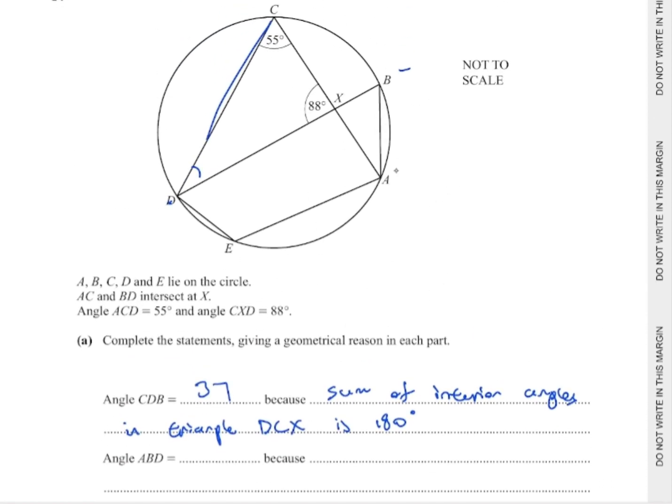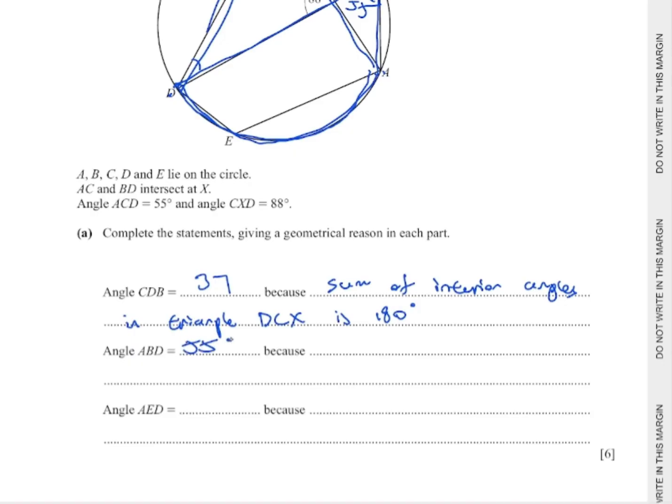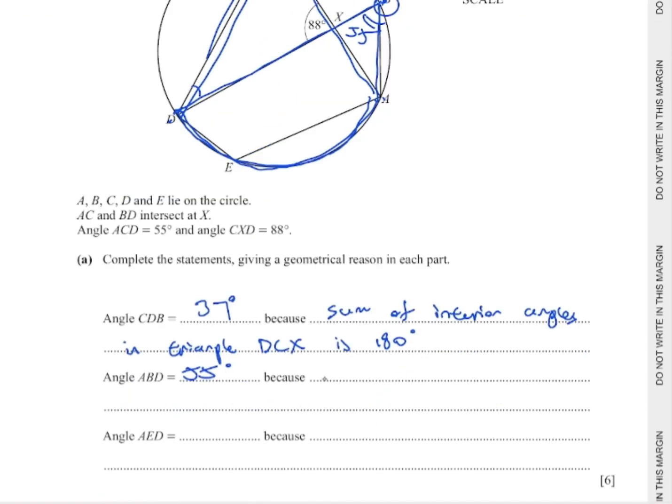Now angle ABD here. We can see that this arc is shared by both angle C and B. So C and B will have the same angle, so here will also be 55. So 55 degrees because angles in the same segment are equal.